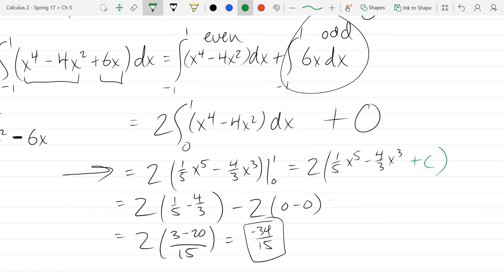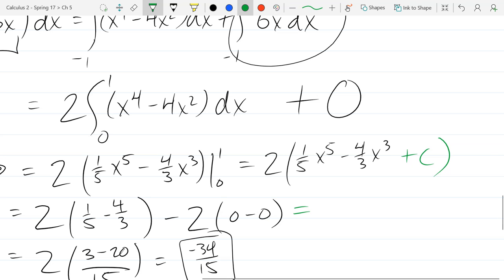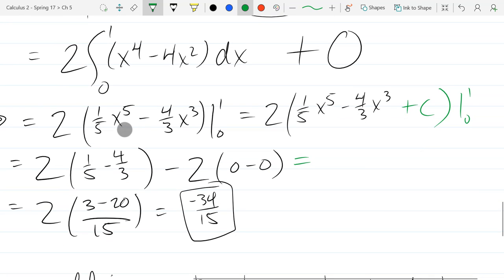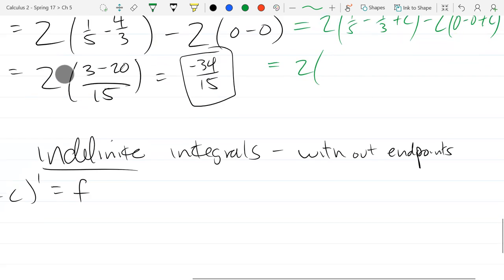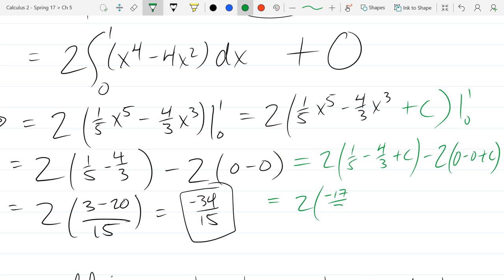And now I'm going to keep going, and I'll do all this in the green marker. I'm going to keep going by plugging in endpoints right here, leaving in the constant, basically. So we have 2 times 1/5 minus 4/3 plus c, minus 2 times 0 minus 0 plus c. We got negative 17/3, something like that, plus c minus 2c. We have 34/3 plus 2c minus 2c. So your constants are going to cancel out at the end.